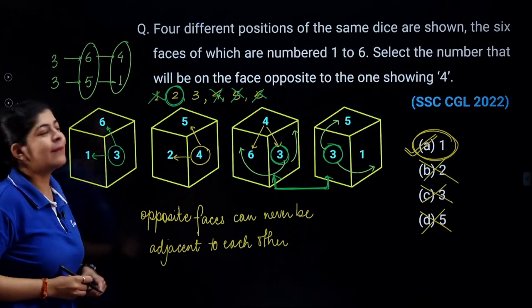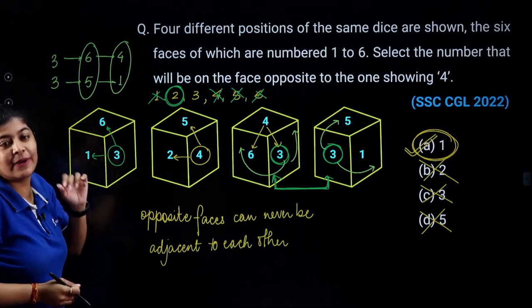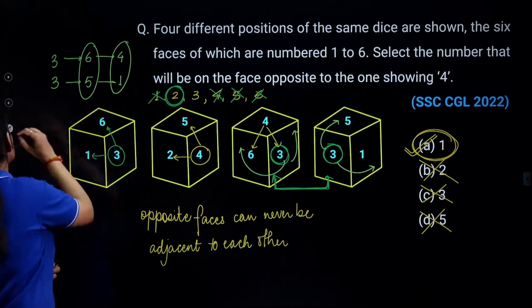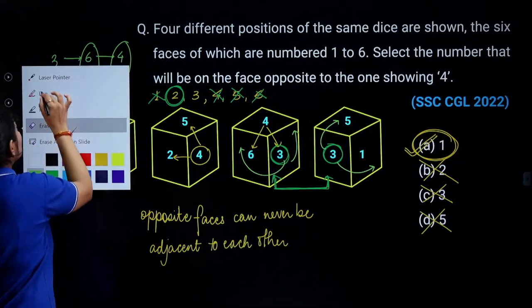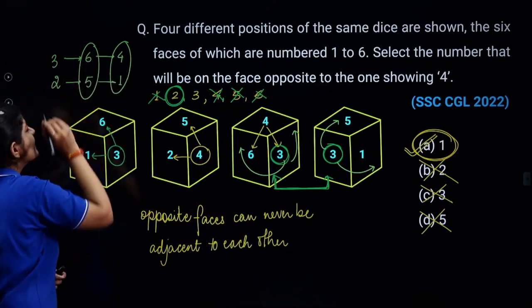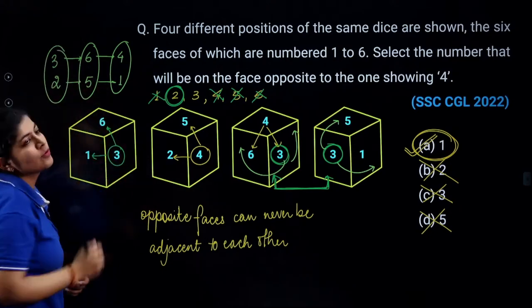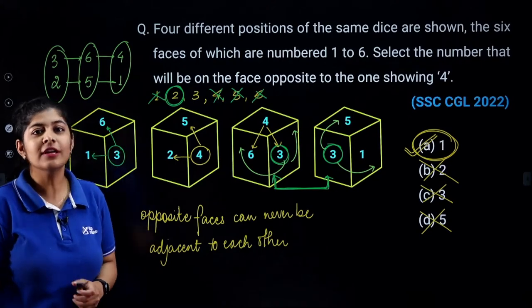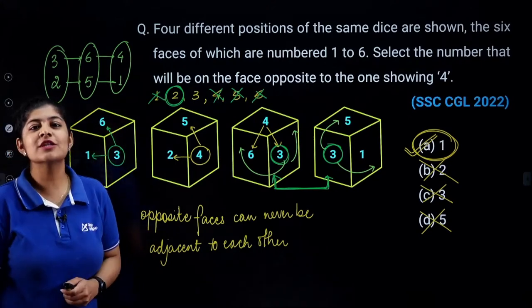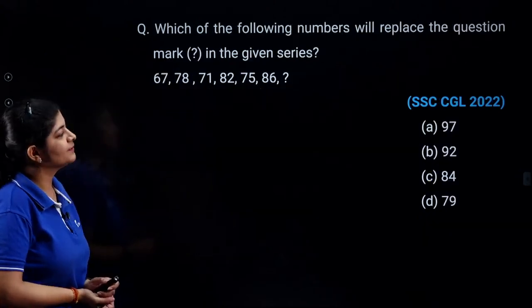Now you are saying, ma'am, here we are having 3 twice, but we are not having 2. So you can do one thing: simply replace either of the 3s that you wrote twice with the remaining number, and you will get all the opposite pairs in your dice, right? Now let's move towards the next question.